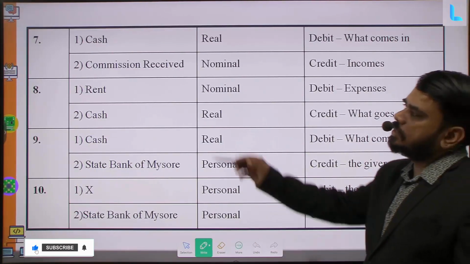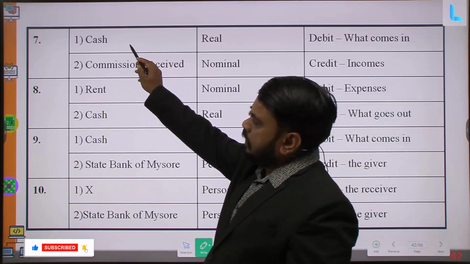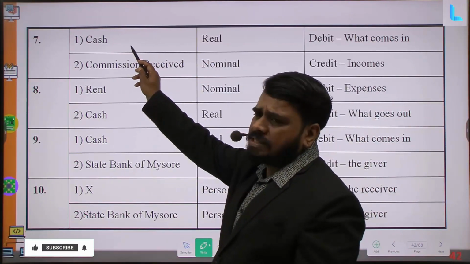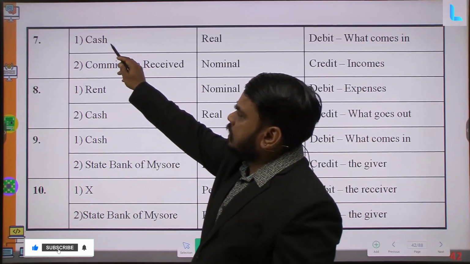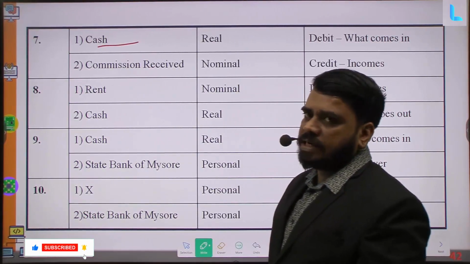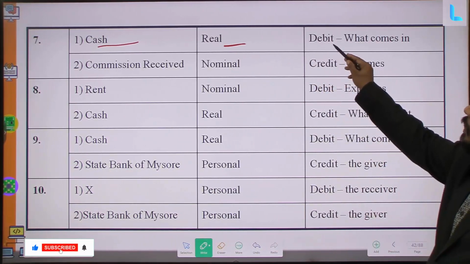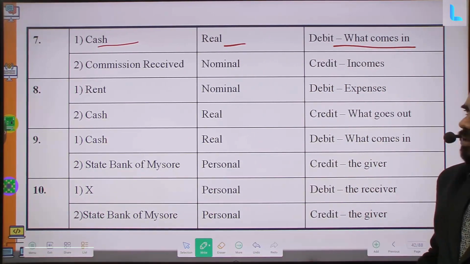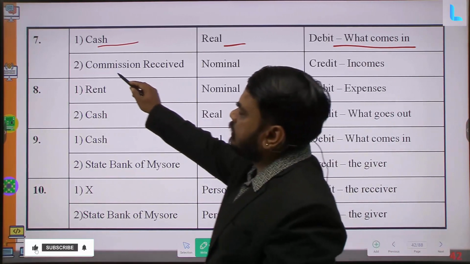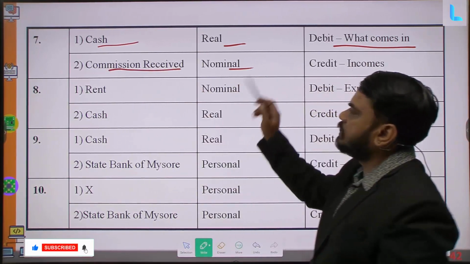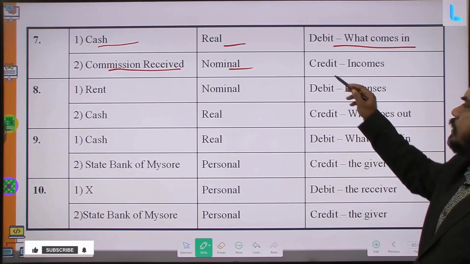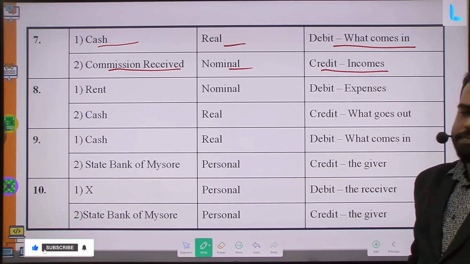Similarly, in the next transaction you can notice, here commission is actually received from Anil. So commission is received in terms of cash, right? So cash is a real account. So because of which we have to debit what comes in. Then what are we receiving? We are receiving the commission. Commission is actually a nominal account. So here credit the incomes.